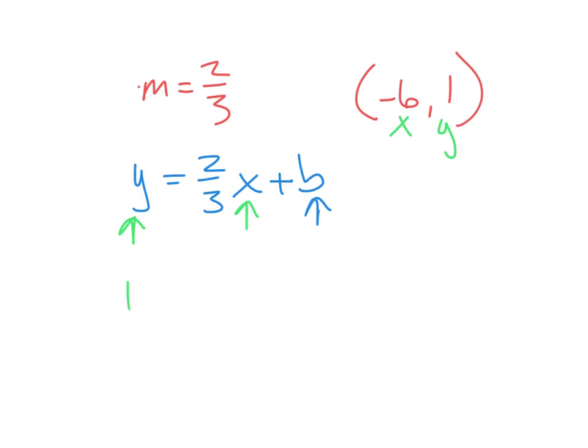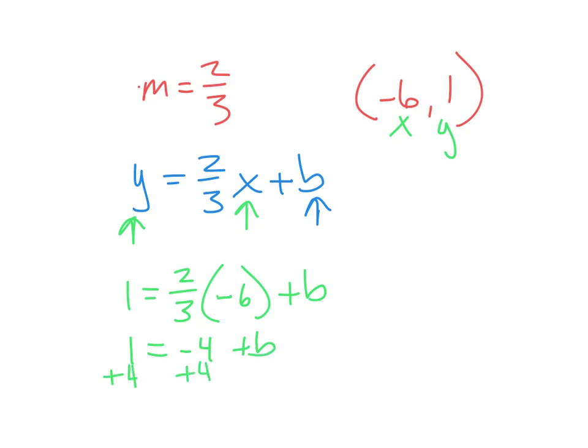So I put y is 1 equals 2/3 times my x, which is -6, and then plus b. What's -6 times 2/3? Well, it'd be -12 divided by 3, which is -4. So -4 plus b. Then I add 4, so 5 equals b. Is that what we got by graphing it a minute ago? Yes, we got 5. So there are ways to solve this without graphing. This is solving it mathematically.